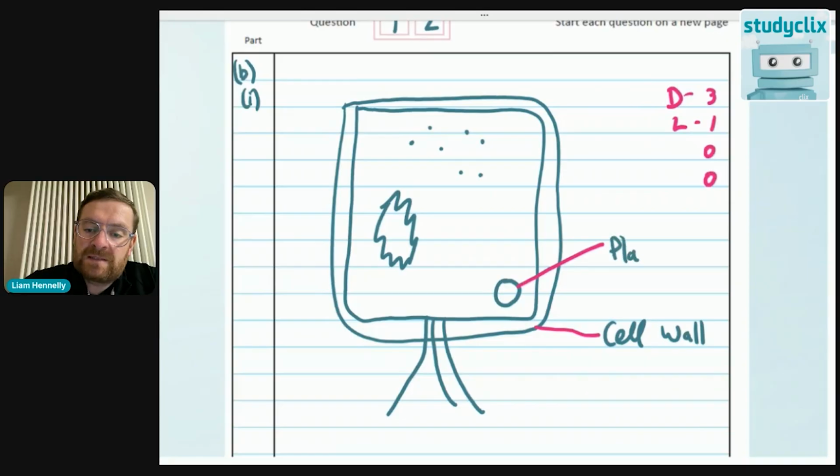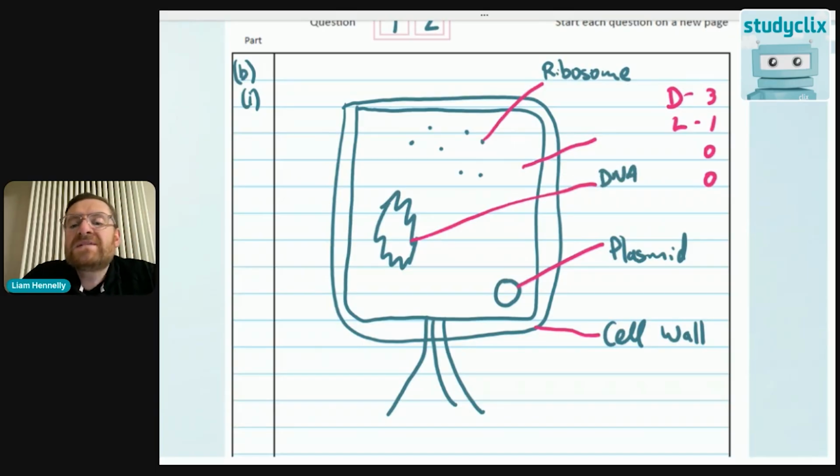I can say that that's a plasmid, which is a circular extra piece of DNA. I can say that that is a ribosome. You need to remember that bacteria have ribosomes because they need to make their own proteins. That could be the cytoplasm. This could be the DNA.